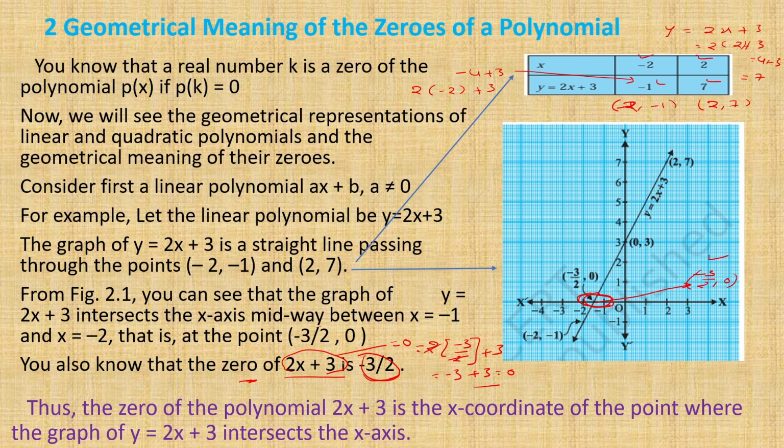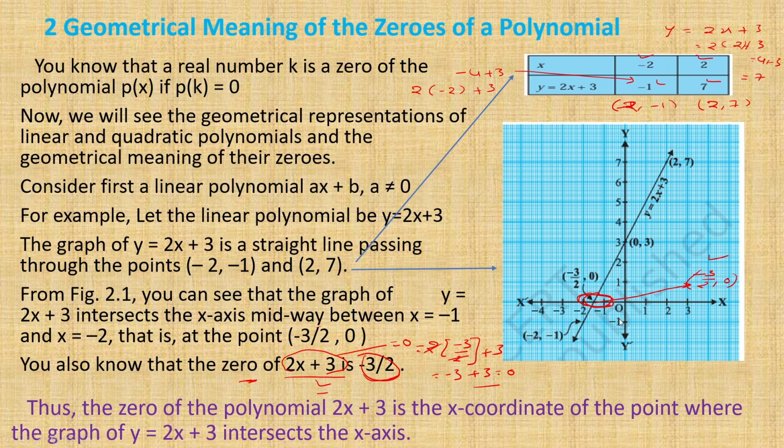And by the definition of zero, if we calculate, what we got? The zero as minus 3 by 2. So this point is nothing but the zero of the polynomial. That means this polynomial graph touches the x axis at the point minus 3 by 2 comma 0. So by this graphical representation, what we concluded? The zero of the polynomial 2x plus 3 is the x coordinate of the point where the graph of y equals 2x plus 3 intersects the x axis. Where this graph intersects the x axis, that is called the zero of the polynomial.